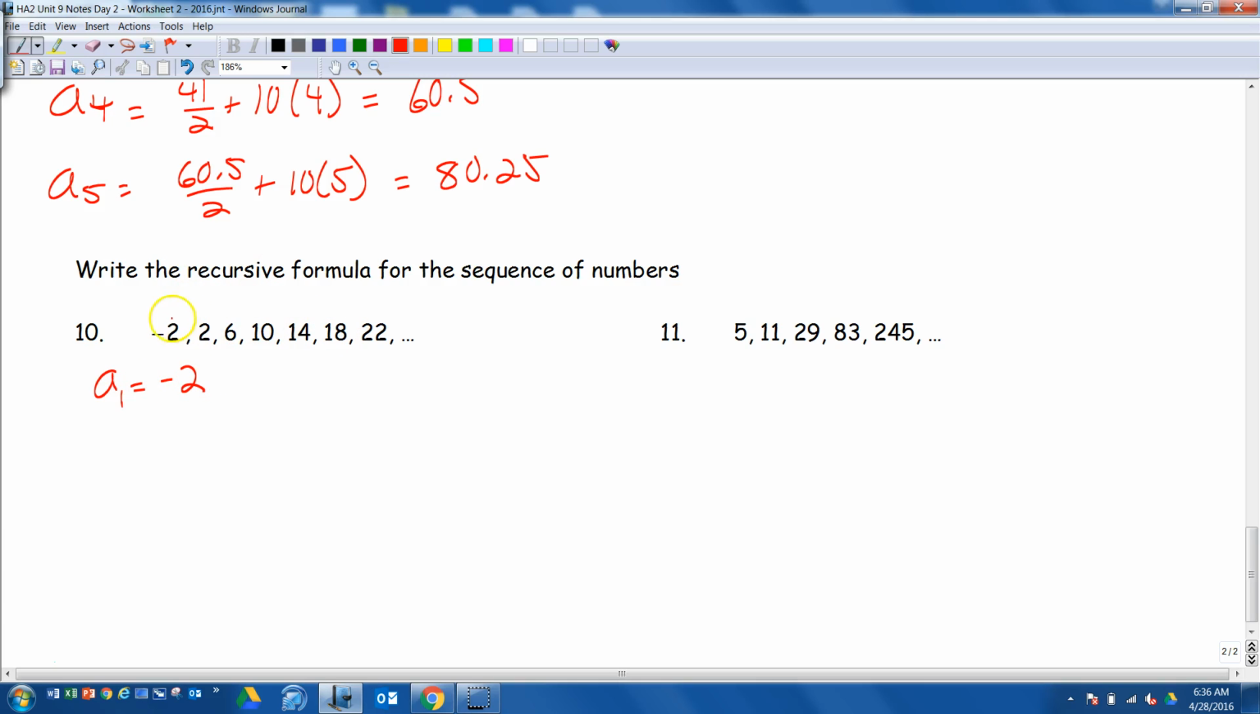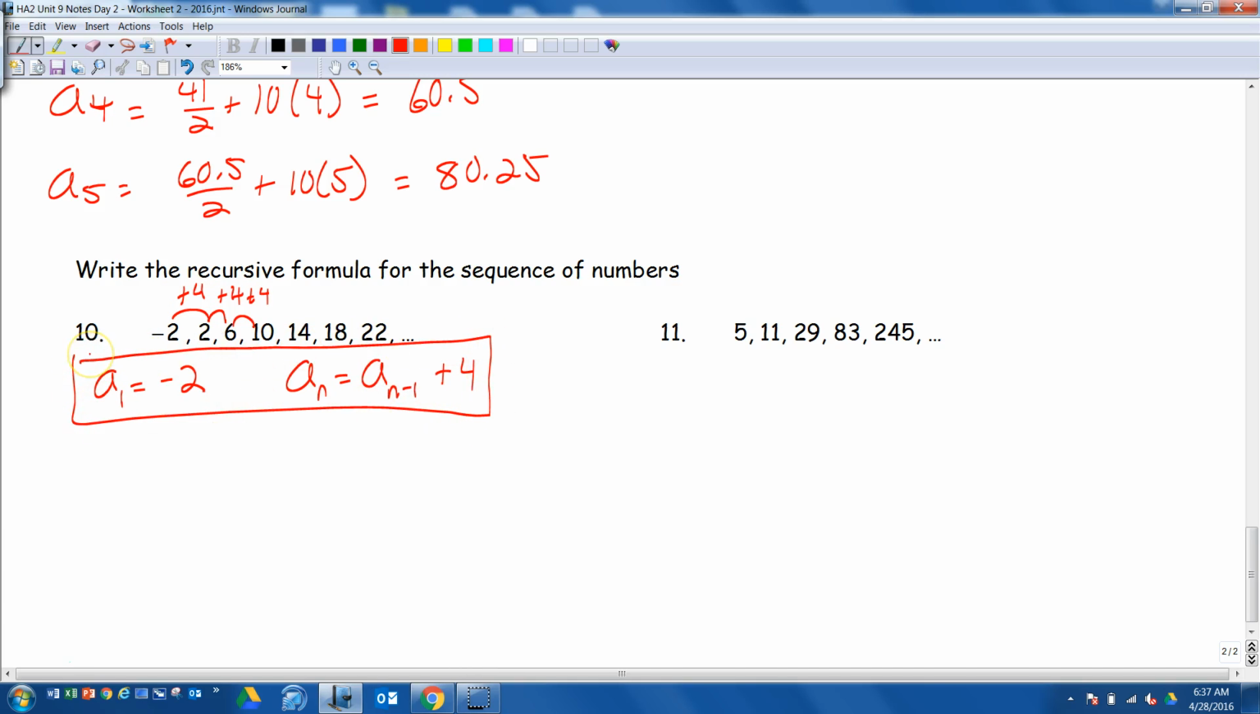Then you have to figure out what's happening. This one's a clear +4. So the nice thing about recursive is you take the previous term, so a sub n is equal to the previous term, which we're going to write n minus 1. And then what are we doing to the previous term? We're adding 4. And that's it. That is the recursive formula for that one. We're taking the starting point at -2, and then we're adding 4 each time.